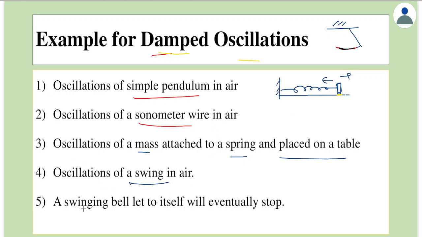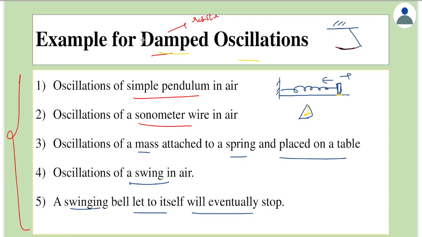Another example is a swinging bell, which by itself will eventually stop. If you look at a bell and its oscillations, if you let it oscillate, even this would die down. So practically anything in the atmosphere would die down. These are examples of damped oscillation. That implies there is the presence of a resistive force.